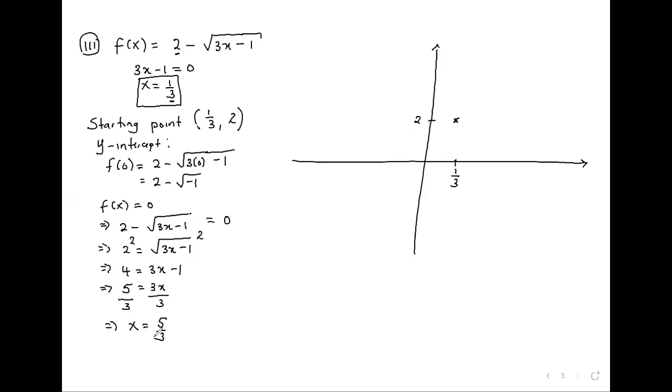So we have a turning point when we have the x-intercept, 5 over 3. So it means that it's coming down like this to touch here at 5 over 3. That's how we know the direction of the graph. When graphing this, you just take your time. Find the intercept, find a starting point, and then graph it.